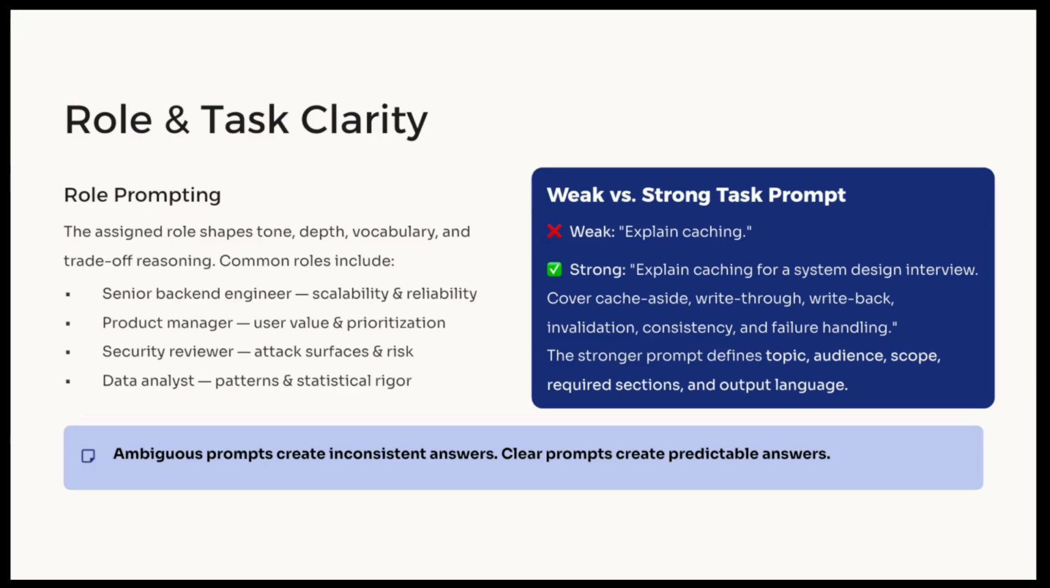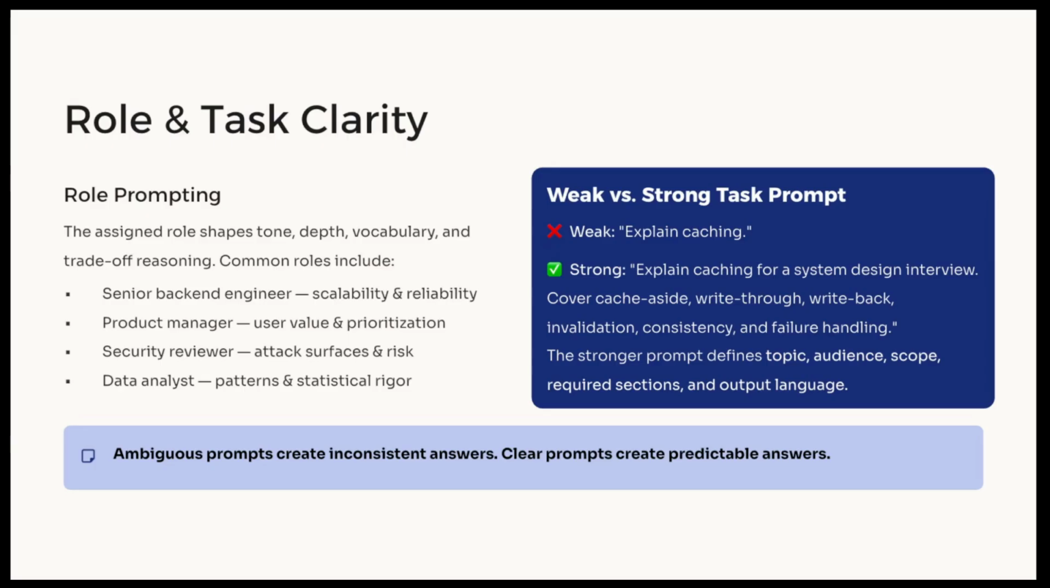Role prompting tells the model what perspective to use. For example, you can say, you are a senior back-end engineer. You are a product manager. You are a security reviewer. You are a data analyst. The role affects tone, depth, vocabulary, priorities, and trade-off reasoning. If we ask the model to answer as a senior back-end engineer, it should focus more on scalability, reliability, failure handling, and trade-offs.